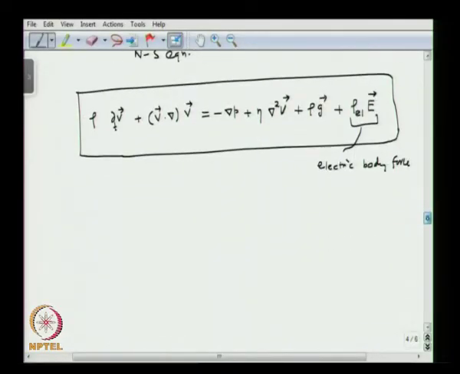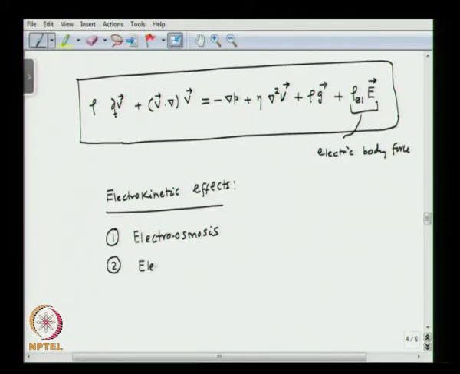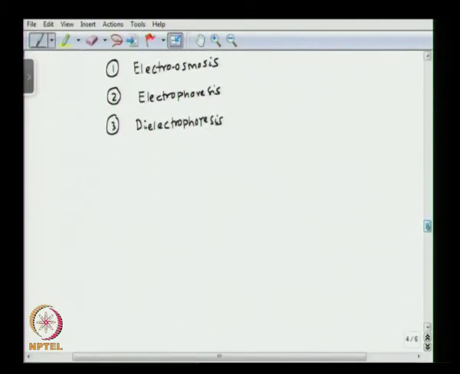So we have three different electrokinetic effects, okay. So the first one is electroosmosis, second one is electrophoresis, and the third one is dielectrophoresis. Okay. So let us look at the first one, which is electroosmosis.